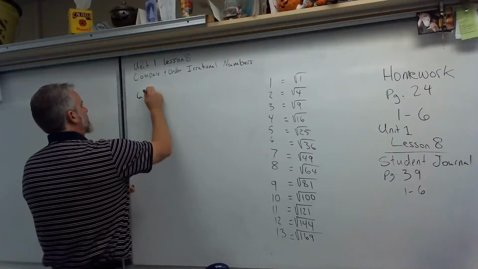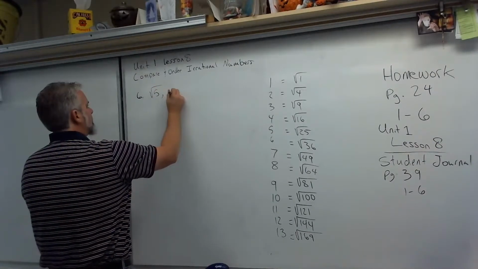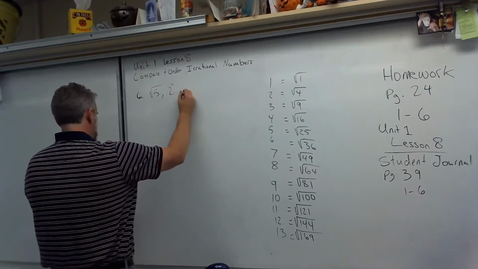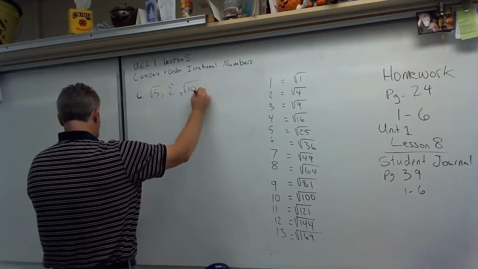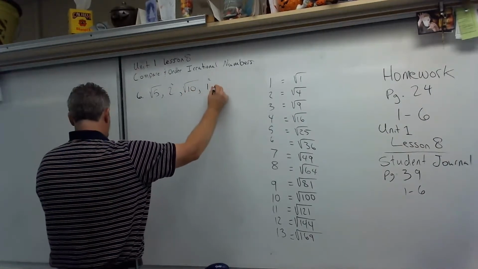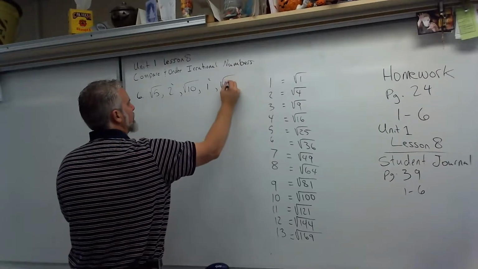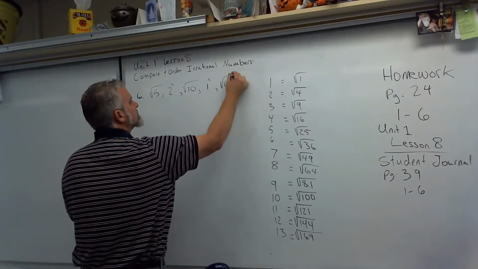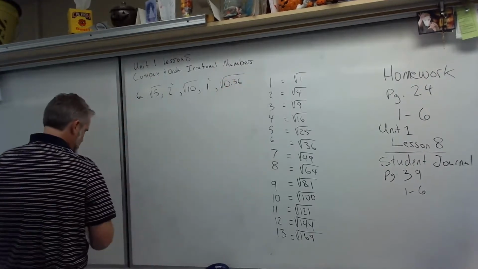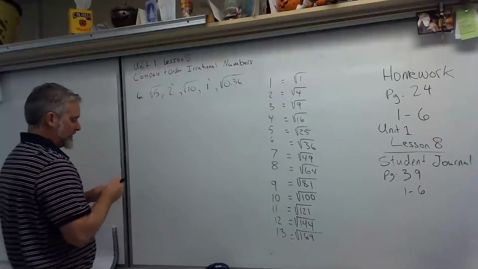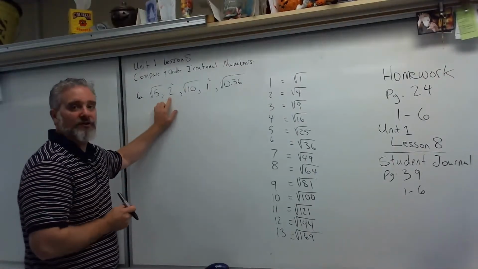All right, we have square root of 5. We have 2 squared. We have square root of 10. We have 1 squared. And we have the square root of 0.36. Let me go ahead and put this book down. So first we want to make sure we understand what something squared means.